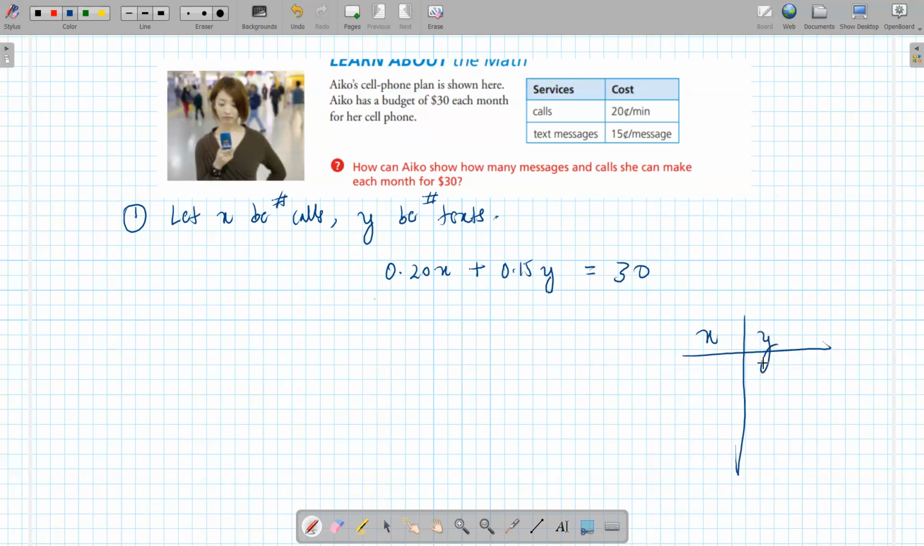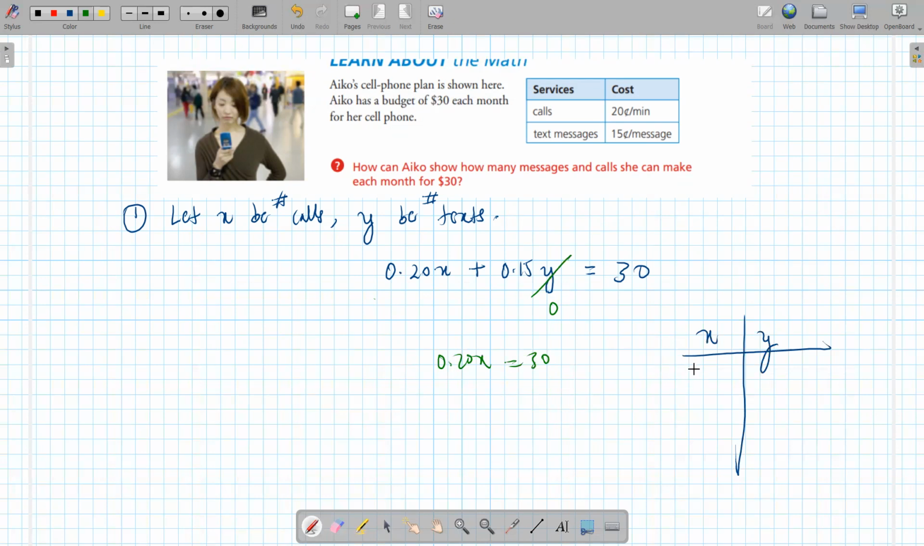How many points do you need to graph a linear equation? You just need 2 points. So we're going to find the x-intercept and the y-intercept. The x-intercept is when the y value is 0. So when this is 0, we get 0.20x plus 0 equals 30. Therefore, the x-intercept is 30 divided by 0.2, which is 150.